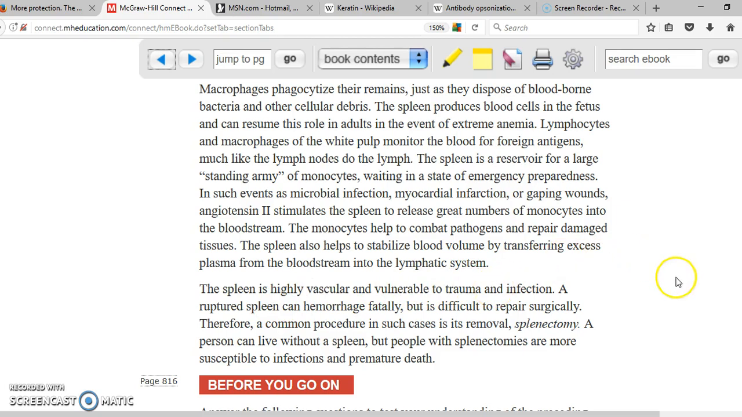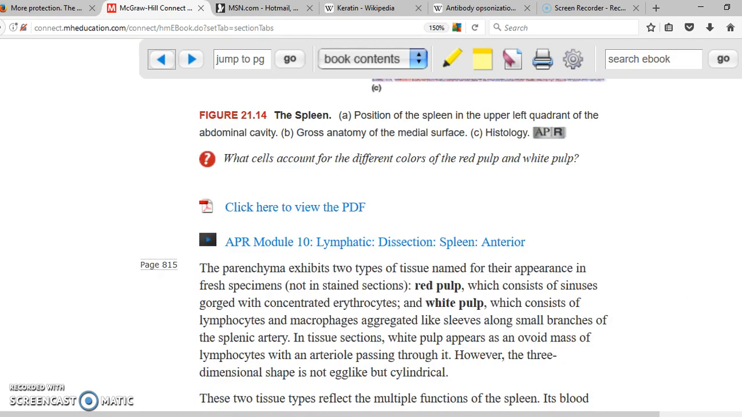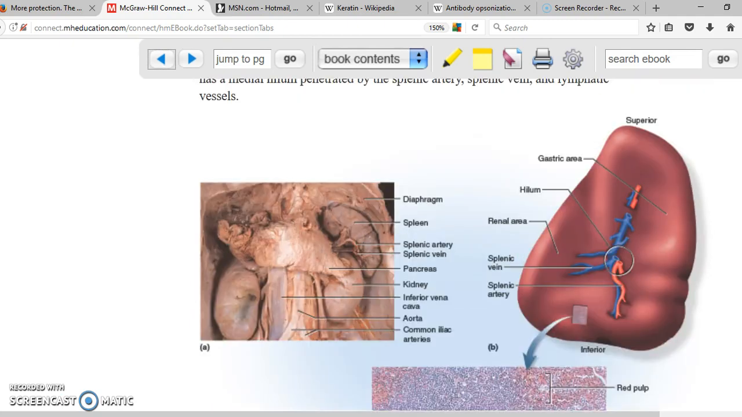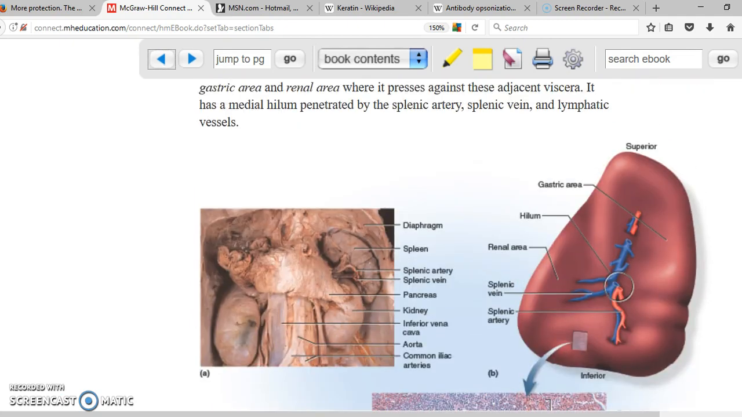Trauma usually cannot be fixed because you have so many different capillaries in there that it's very hard to repair all of them. So in that case, they remove the spleen and they just cut the splenic vein here, and that way they stop the bleeding, therefore saving the person's life.